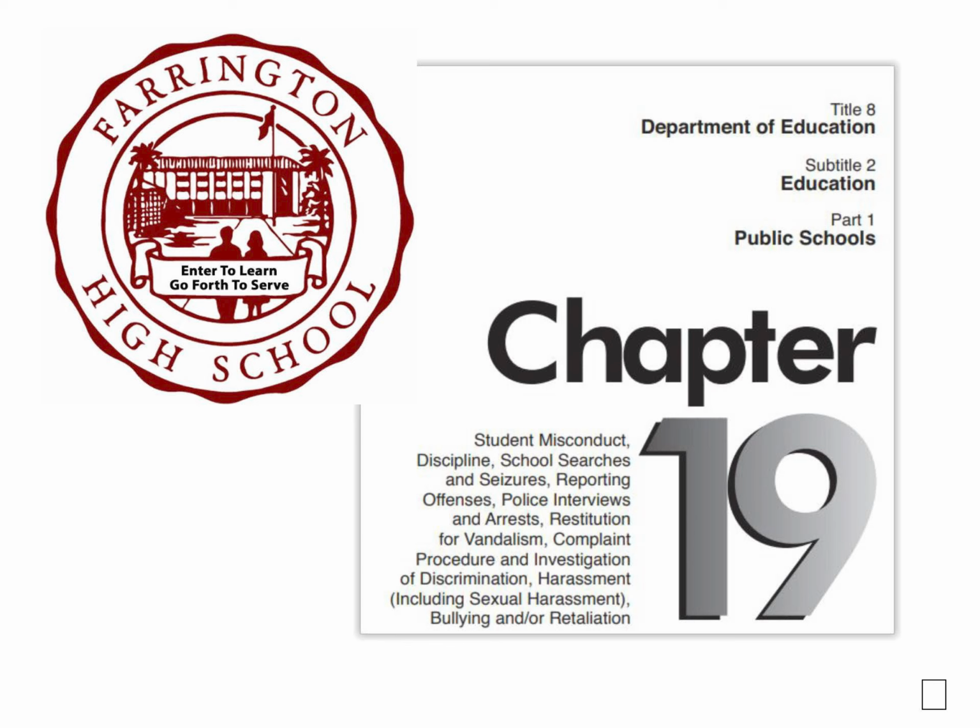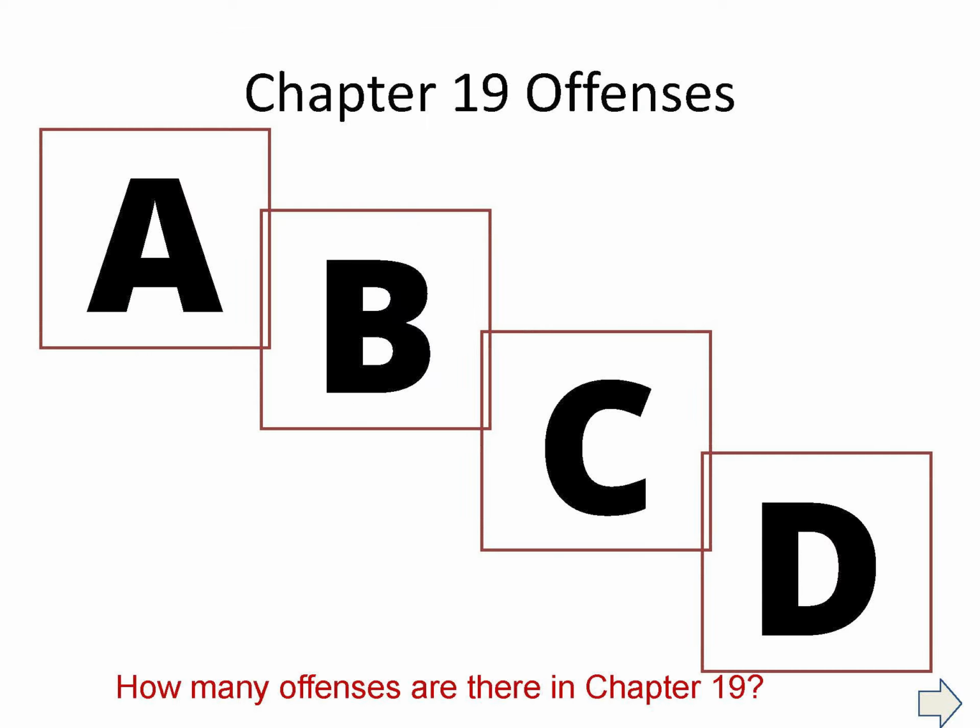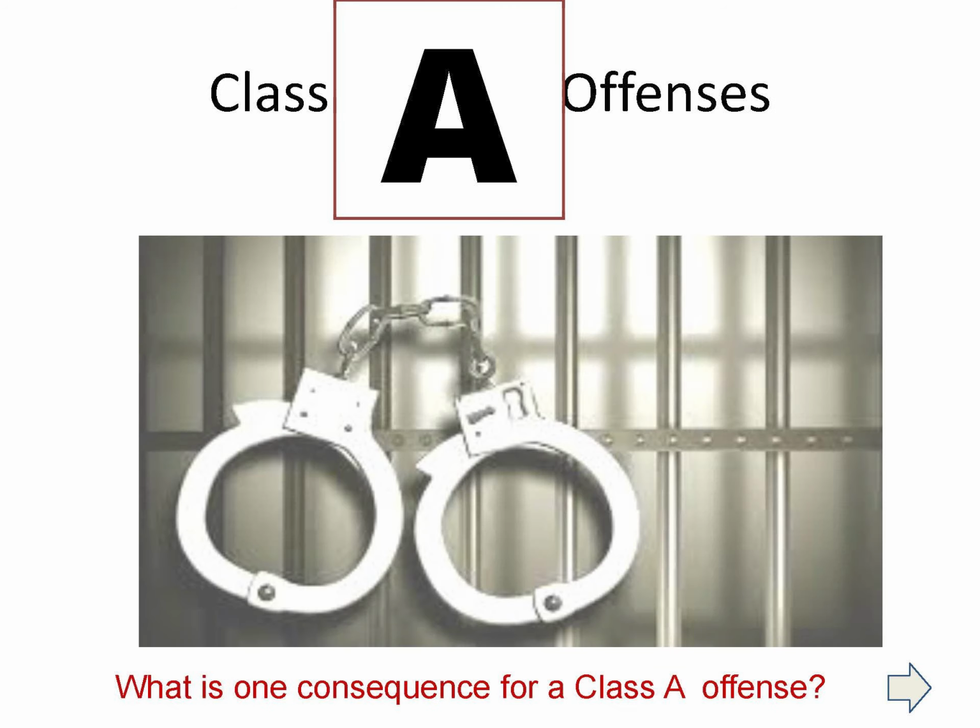Chapter 19 helps us to maintain a safe and secure educational environment, to teach and acknowledge proper behavior, and to stop students from acts that interfere with their education. All public and public charter schools follow Chapter 19. There are 4 types of Chapter 19 offenses: A, B, C, and D. Let's start with Class A offenses.